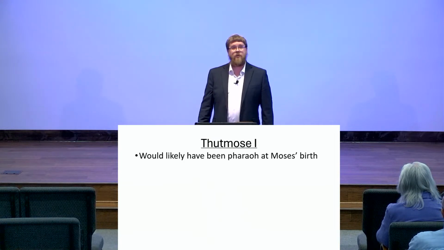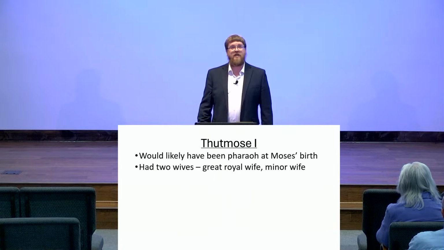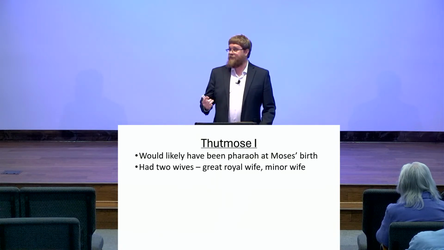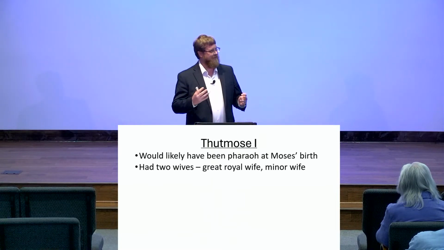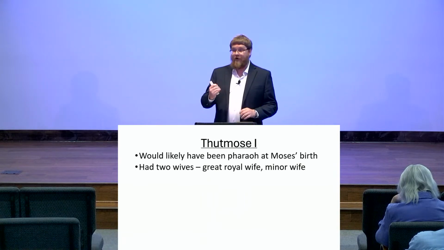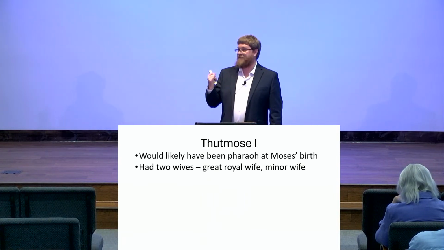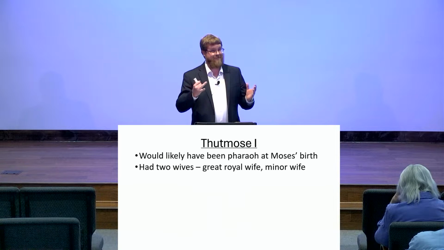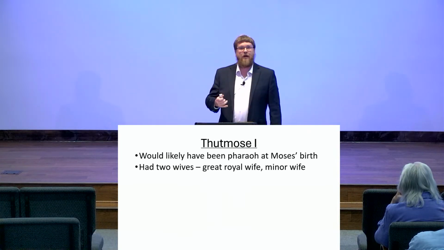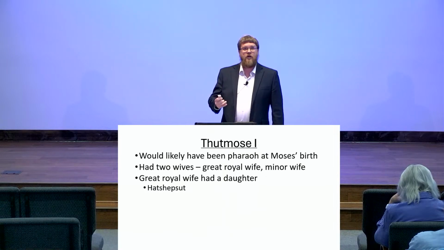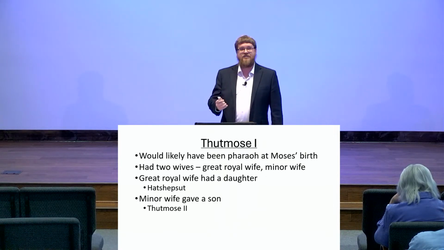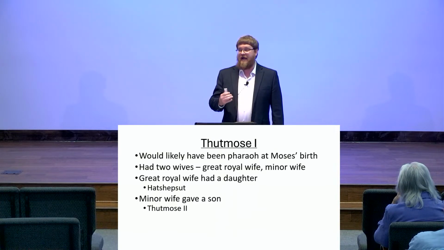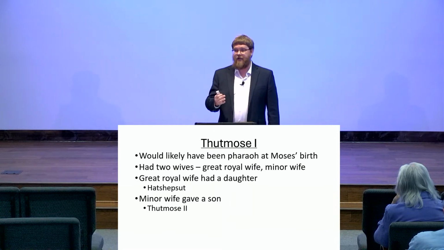Thutmose the first would have likely been the Pharaoh who was alive at Moses' birth. Thutmose was interesting. He had 2 wives. And I kind of enjoyed these titles more than I should have. One's official title was the Great Royal Wife. The other one was referred to as the Minor Wife. Those were the two ladies who were married to Thutmose the first. The Great Royal Wife had a daughter, Hatshepsut, and the minor wife had a son named Thutmose the second.